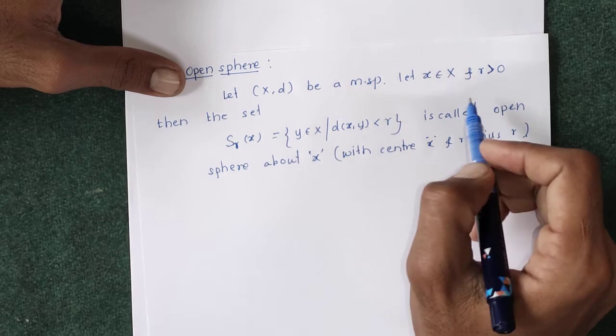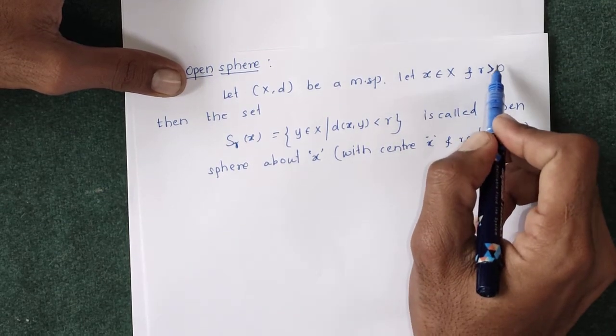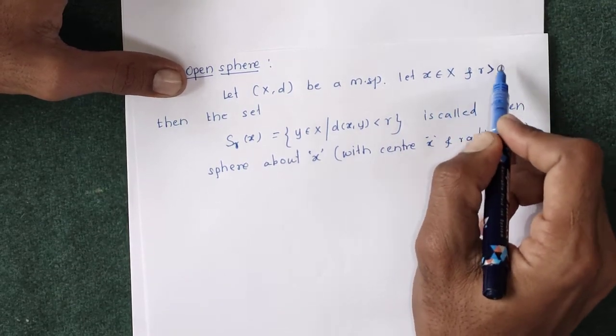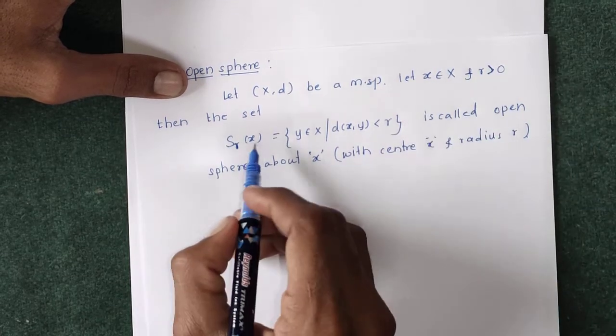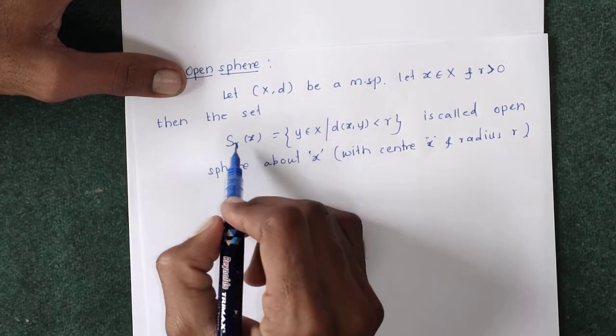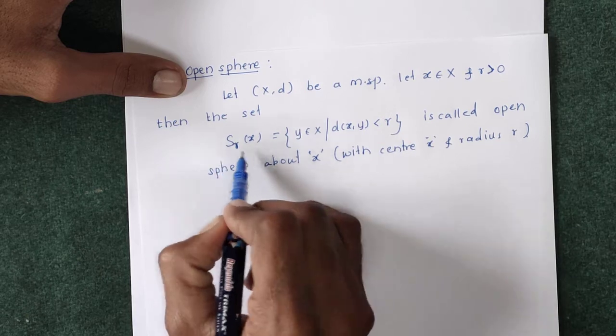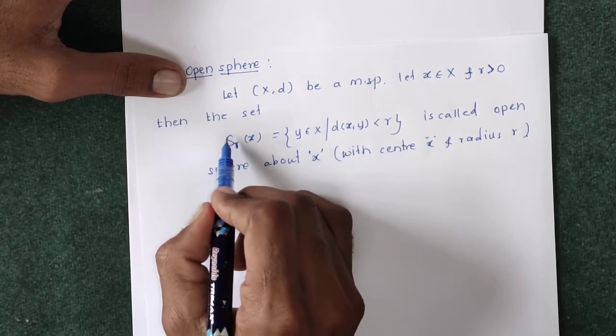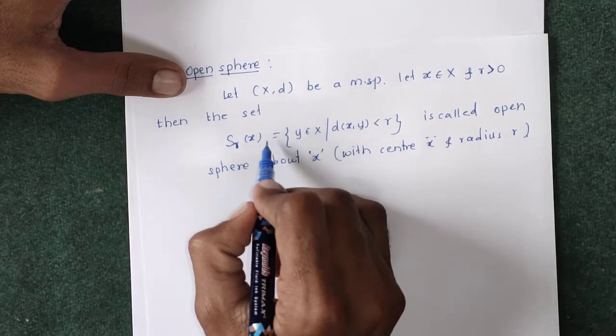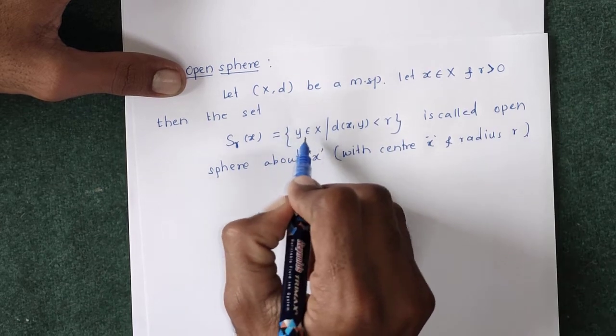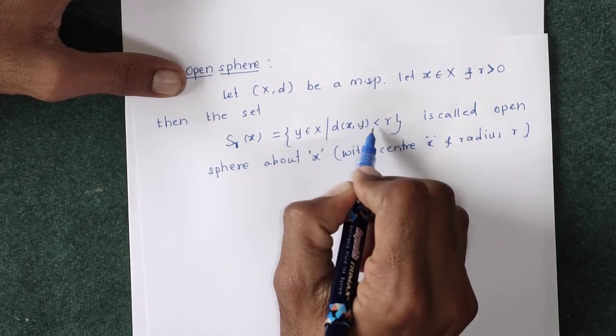Let (X, d) be a metric space, and x belongs to X and r is greater than 0, that is, x is an element of X and r is any non-zero number. Then this set S_r(x) is the notation of the open sphere, S suffix r of x, and it is given by the set {y belongs to X such that distance d(x, y) is less than r}.